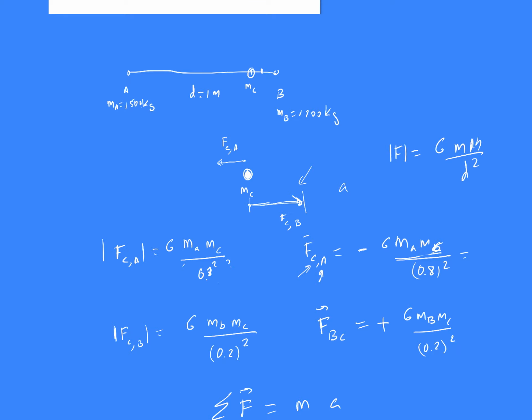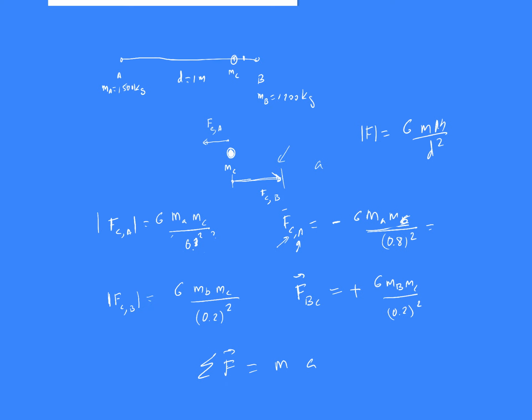So I can calculate the force acting on C due to A. G is 6.67 times 10 to the minus 11. You see, this constant makes it so that for small masses the force will be very small in the end. 1,200 times 1,500 divided by 0.8 squared. So you calculate this force.